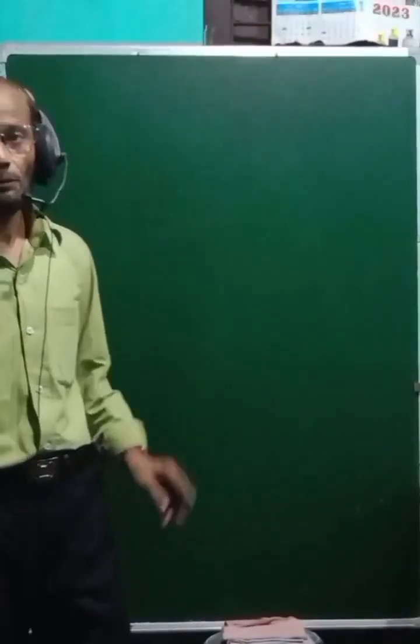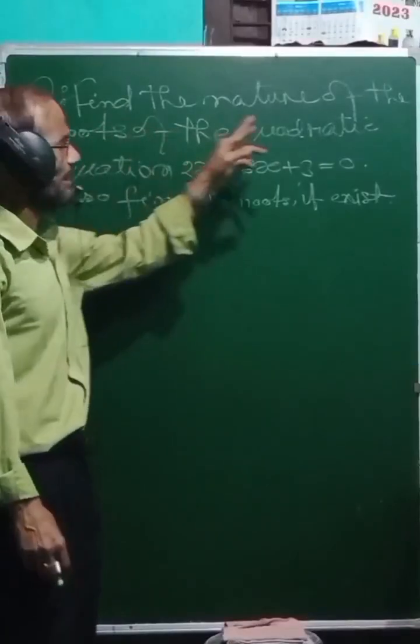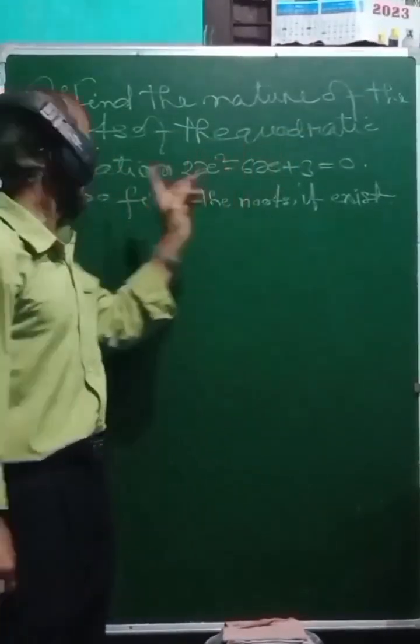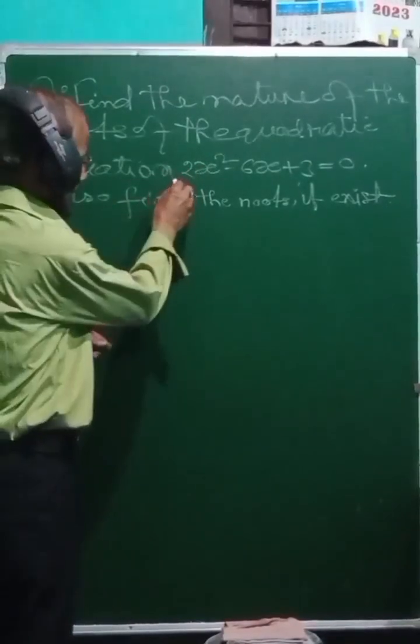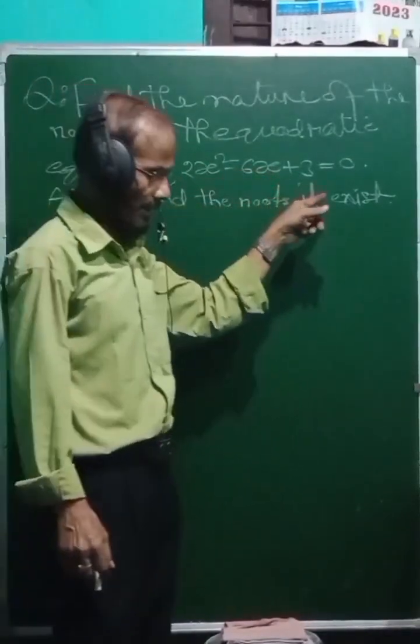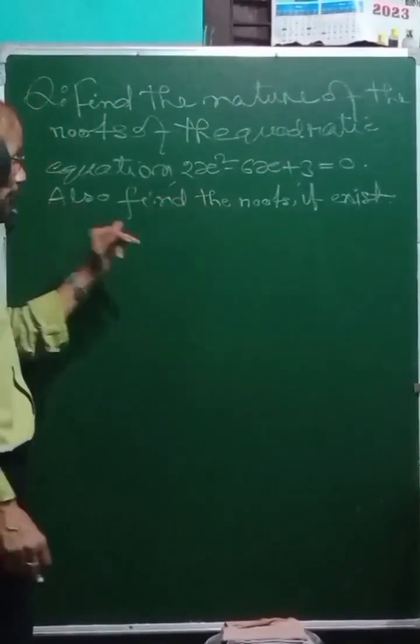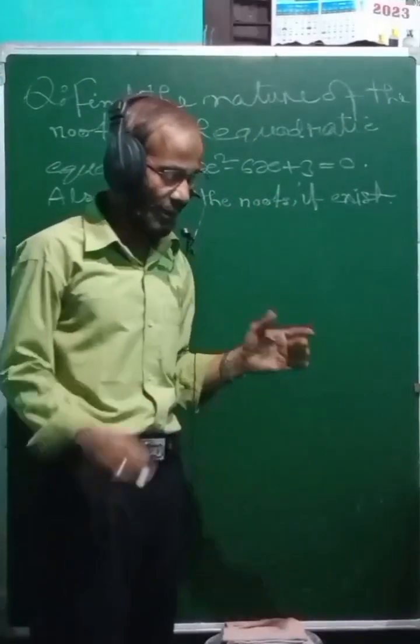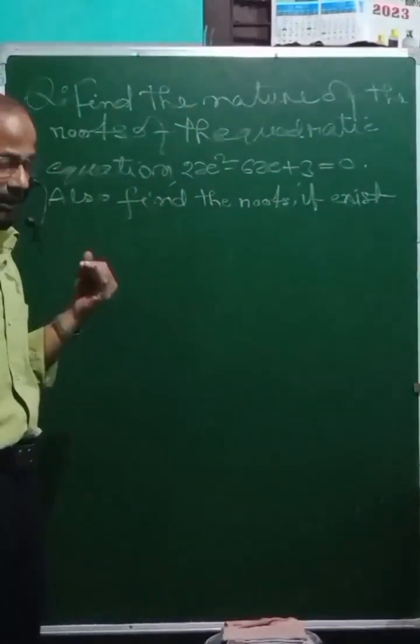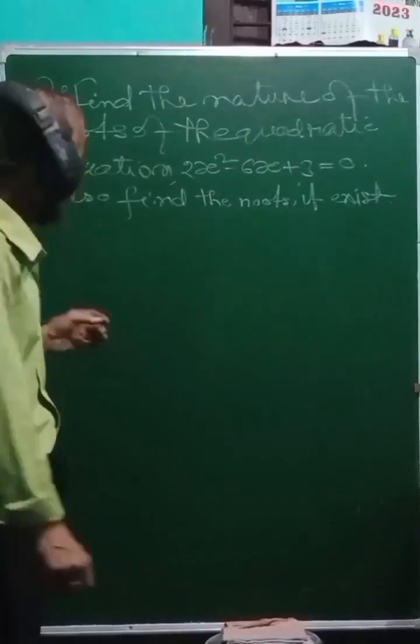Today I am starting from the third part of question 1, exercise 4.3. Find the nature of the roots of the quadratic equation 2x² − 6x + 3 = 0. Also find the roots if they exist. First you have to find the nature of the roots, whether real roots exist or not.